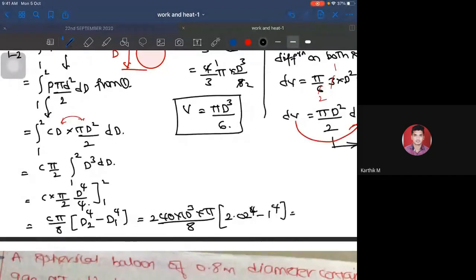Yes, the value has already been calculated. What's the value?